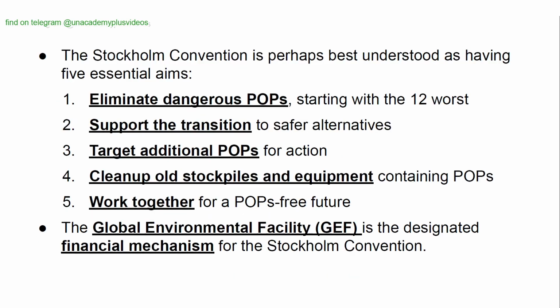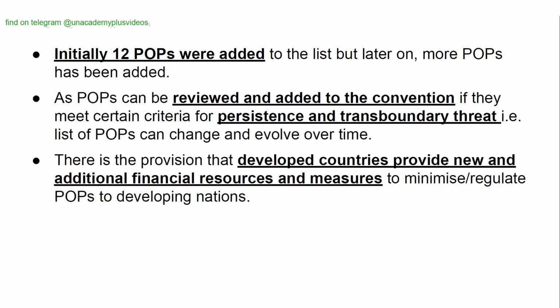The Stockholm Convention is perhaps best understood as having five essential aims: eliminate dangerous POPs, starting with the 12 worst, support the transition to safer alternatives, target additional POPs for action, clean up old stockpiles and equipment containing POPs, and work together for a POP free future. The Global Environmental Facility (GEF) is the designated financial mechanism for the Stockholm Convention. Initially, 12 POPs were added to the list, but later on, more POPs have been added.